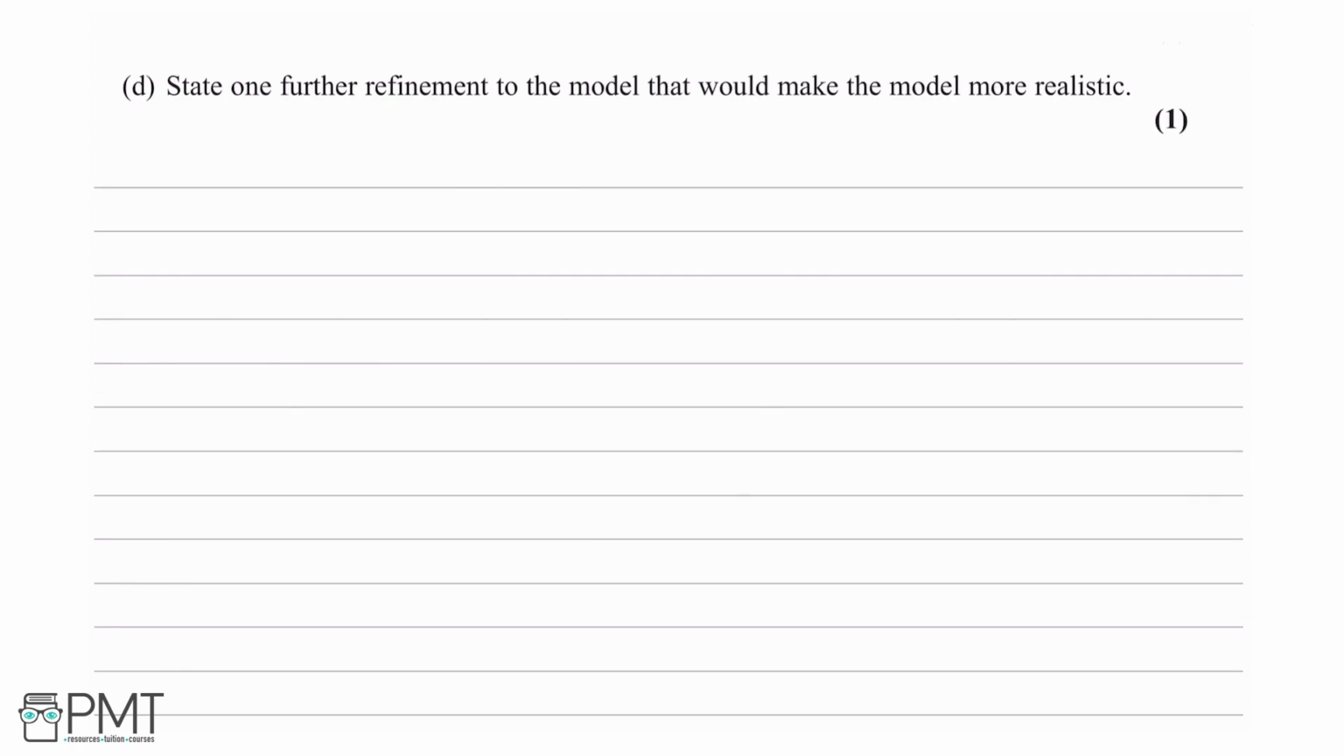Part D asks us to state one further refinement that would make the model more realistic. For this question, you can have a variety of things. Any reasonable suggestion works. The most obvious one for these types of questions, which I can think of, is anything involving g. A more accurate version would be a more accurate value of g. So you get 1 mark for this as your correct answer.